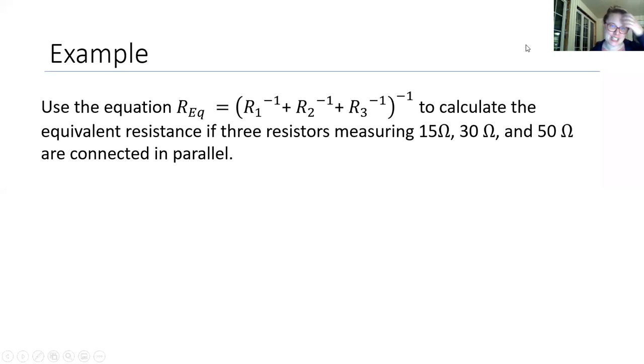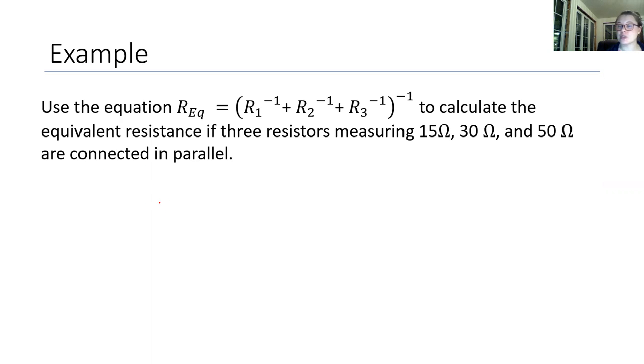All right, I've got my calculator. So I want you to use the equation that I just gave you, using your calculator, to calculate the equivalent resistance of 3 resistors measuring 15 ohms, 30 ohms, and 50 ohms, all connected in parallel. So we'll show you how to type that into your calculator.